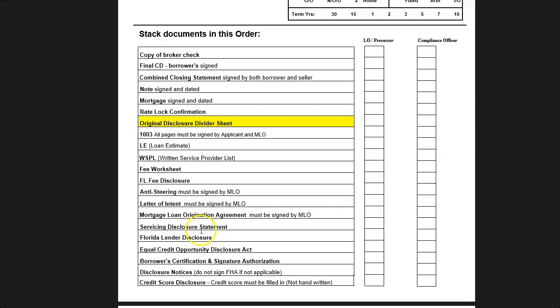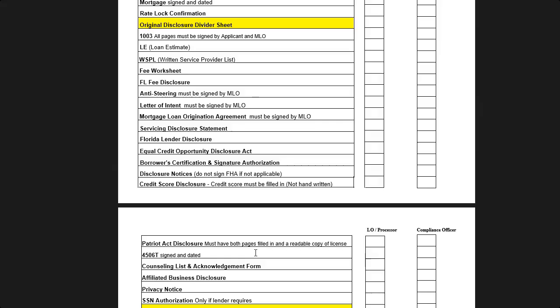The servicing disclosure statement. This is another Florida lender disclosure, another specific form for Florida. In other states, you'll have other specific forms that need to be completed as well or signed. The Equal Credit Opportunity Disclosure Act. Very important so that there is no discrimination.